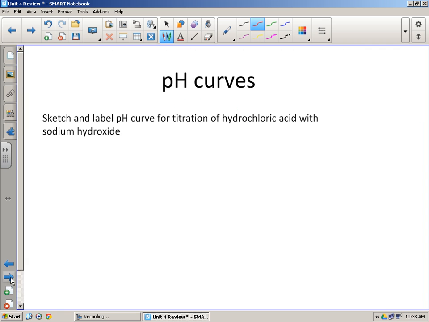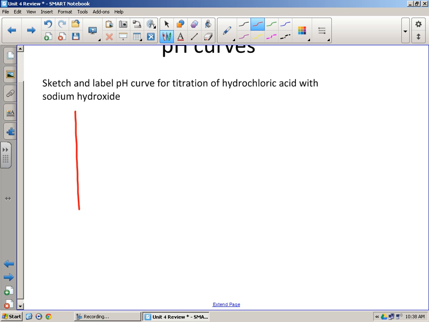pH curves next. Sketch and label a diagram of hydrochloric acid and sodium hydroxide. So remember what goes where. If it does say this, we have to remember, is this the aliquot or the titrant? So it's the titration of hydrochloric acid with sodium hydroxide. The sodium hydroxide, of course, is in the burette. So you're titrating it with this. That's the burette. This is the aliquot, and it's always in that order. Always, always. So basically they're saying the hydrochloric acid's in the bottom, the sodium hydroxide's in the burette.